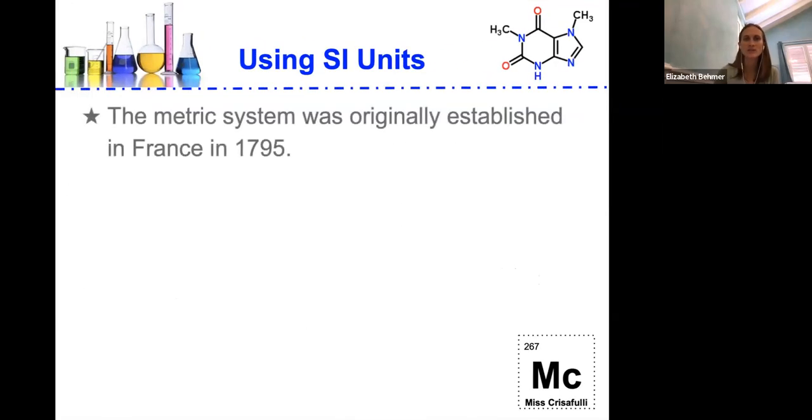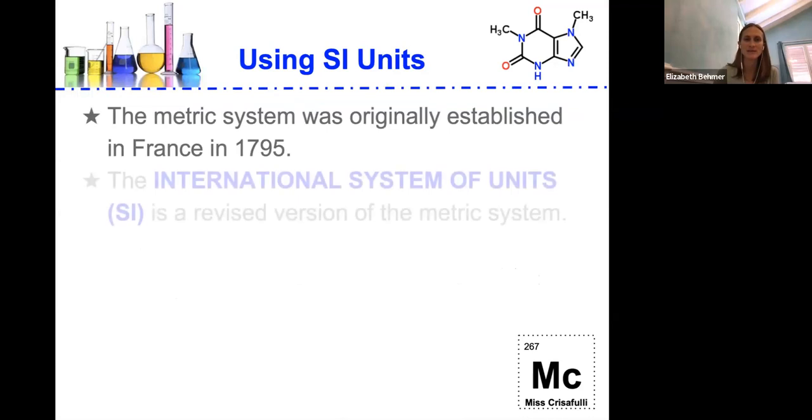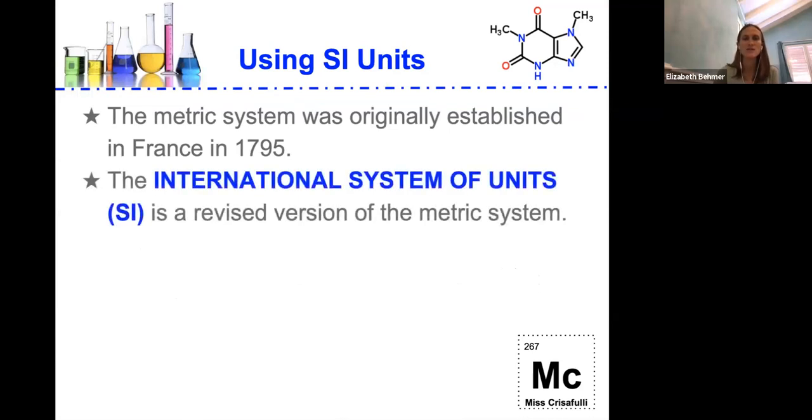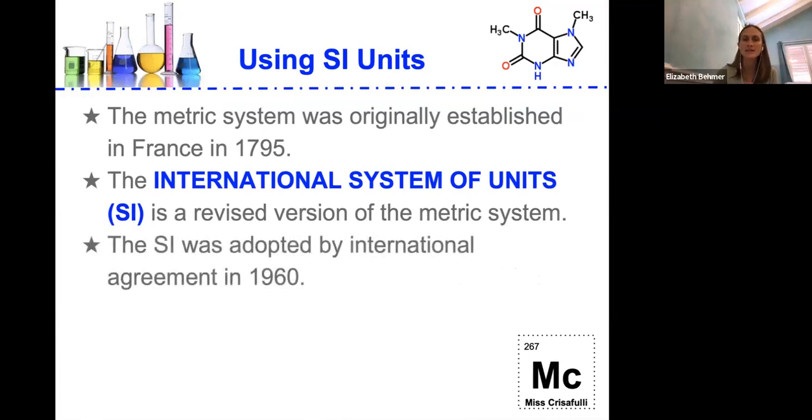The metric system was originally established in France in 1795, and the International System of Units, abbreviated SI, is a revised version of the metric system. The SI system was adopted by international agreement in 1960.